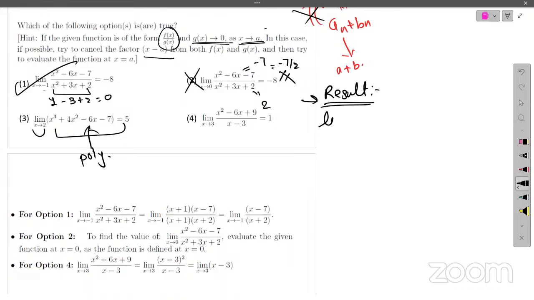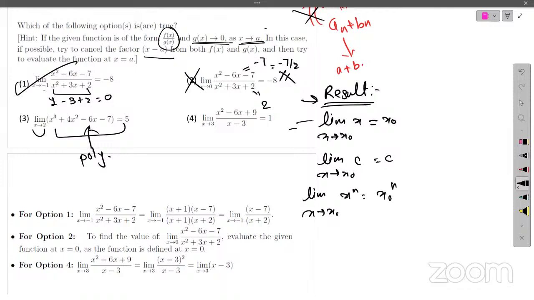So we know that as limit x going to x naught, the function x goes to x naught, right? And limit x going to x naught of the constant function c will be c. Moreover, limit x going to x naught of x to the power n is nothing but x naught to the power n. So if you combine all these three results, you can immediately say that the limit of a polynomial p of x is nothing but p of x naught. So we are using this particular result here.